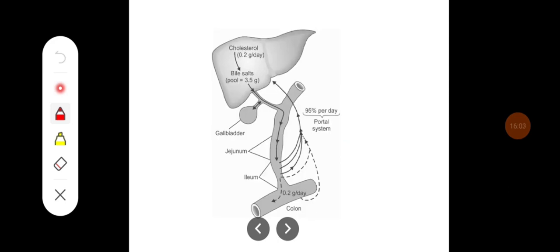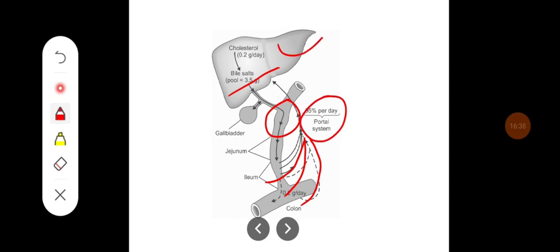So this diagram shows the enterohepatic circulation. The bile salts which are produced in the liver are secreted into the intestine, and in the distal part and the colon, almost 95% of these bile salts are reabsorbed into the portal system, and they are taken up by the liver and resecreted back into the GI tract, and this is called enterohepatic circulation.